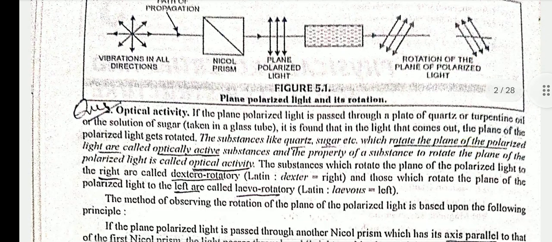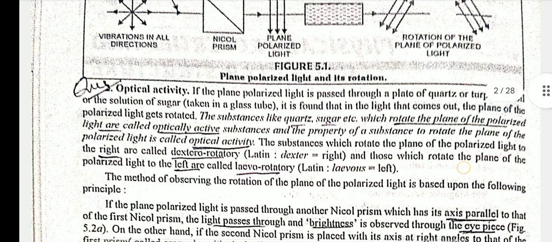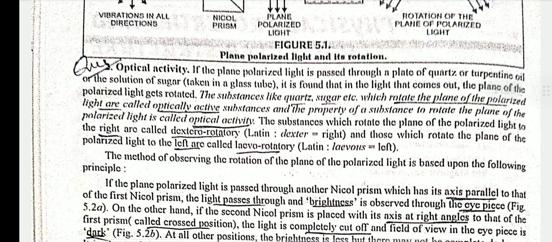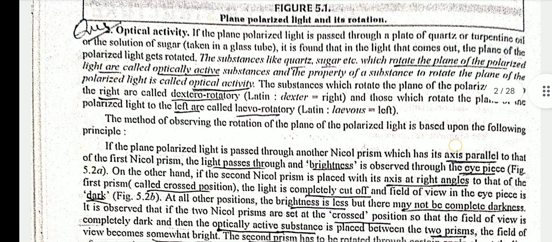Optical activity. If plane polarized light is passed through a plate of quartz or turpentine oil or a solution of sugar taken in a glass tube, it is found that in the light that comes out, the plane of the polarized light gets rotated. Substances like quartz, sugar, etc., which rotate the plane of the polarized light are called optically active substances, and the property of a substance to rotate the plane of the polarized light is called optical activity. The substances which rotate the plane of polarized light to the right are called dextrorotatory, and those which rotate the plane of polarized light to the left are called levorotatory.